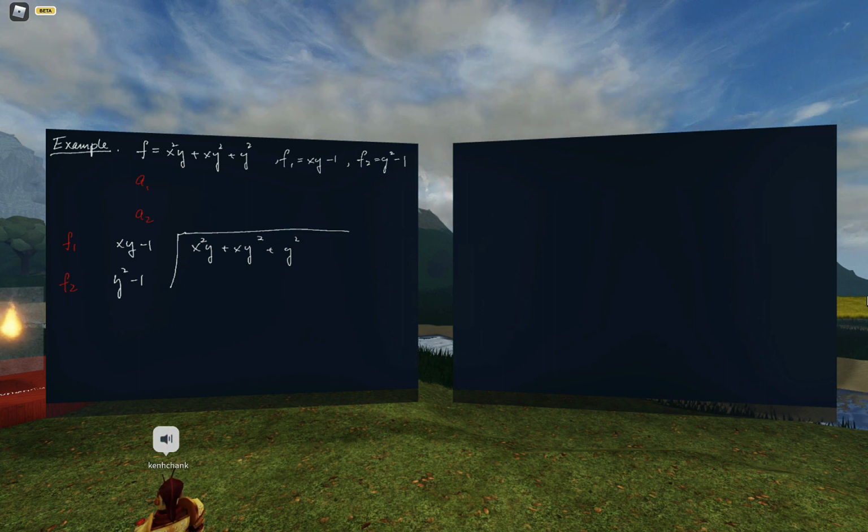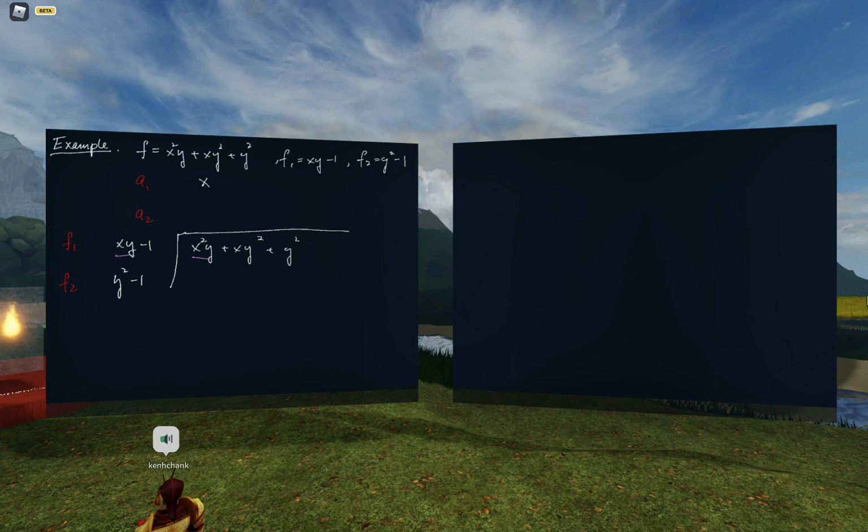So I look at this term and this term, and I see that x divides it, so it's written out in this term. I have x here, and then I have to subtract. I want to multiply x by f1, and I'm going to get x squared y, which is the same as the thing I underlined. And I'm going to get minus x. Nope, minus x. Minus x. And then we subtract.